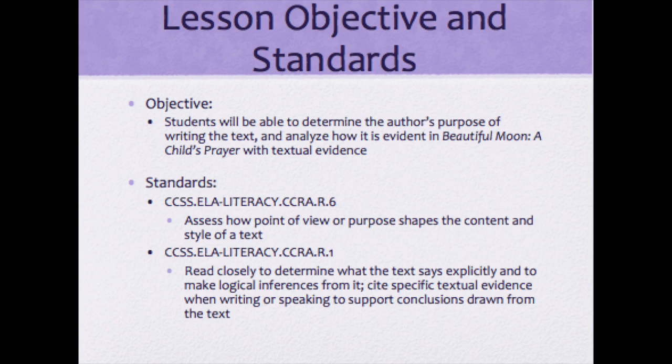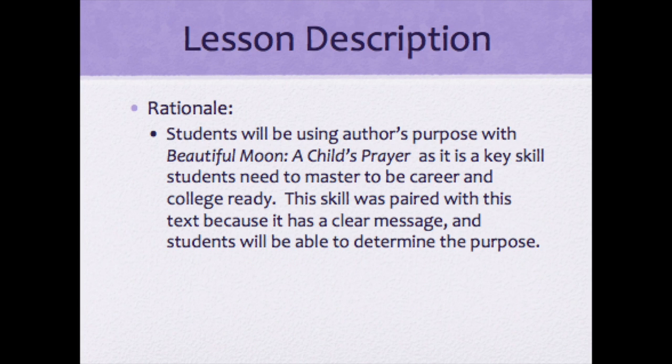The lesson objective has students being able to determine the author's purpose of writing the text and analyzing how it's evident in Beautiful Moon, A Child's Prayer with textual evidence. Two standards are used here. One of them is assess how point of view or purpose shapes the content and styles of a text, and the other is about reading closely to determine what the text says to make inferences from it, and to also cite textual evidence. Students will be asked to determine the author's purpose because it's a skill that they need to master in order to be career and college ready.